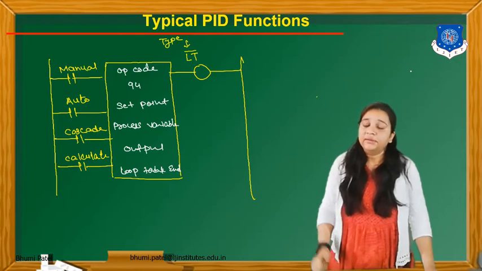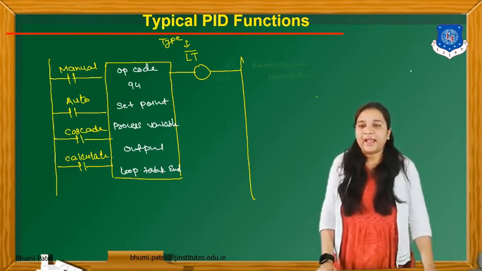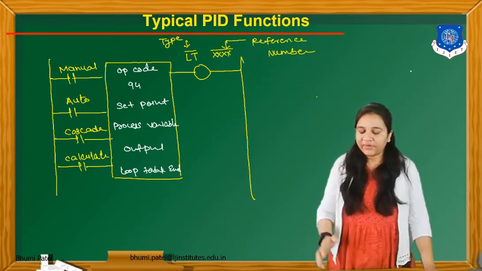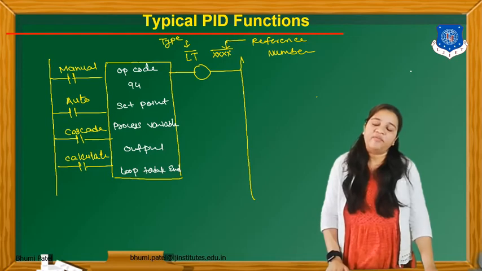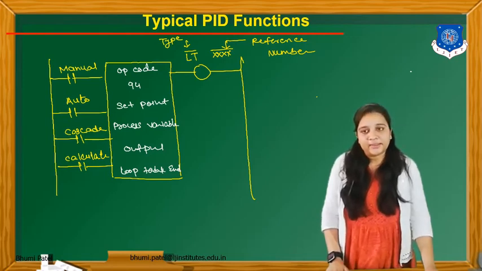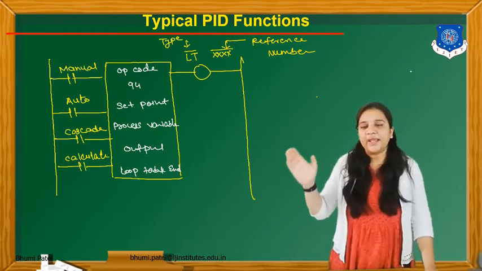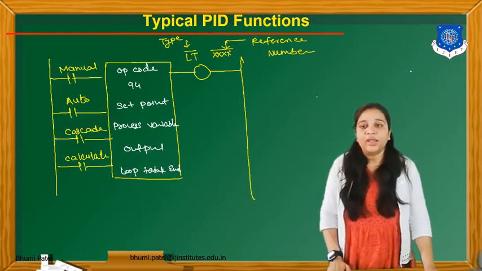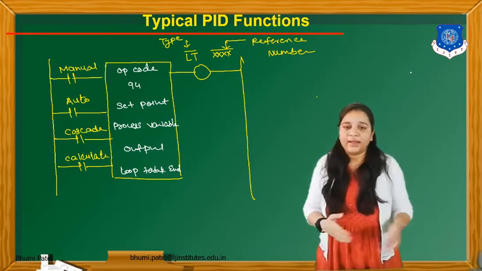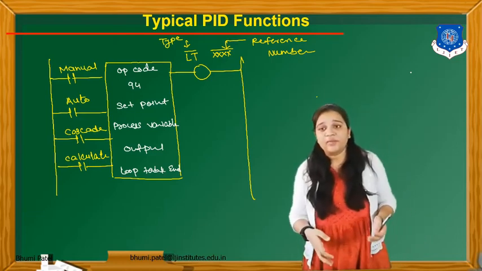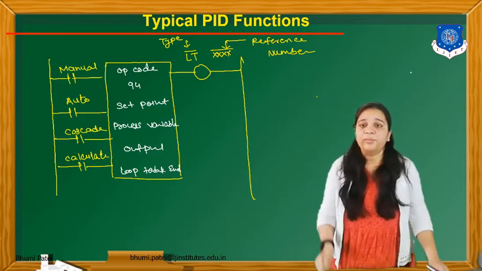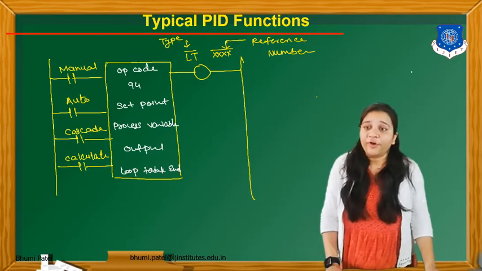And this is the type of the PID function, LT, and we have to write the reference number, which number of these PID functions will be executed at this time. So here we have to write x. We have to write LT01, LT15, LT20. So using this number we have to identify which PID function is performed at a time.